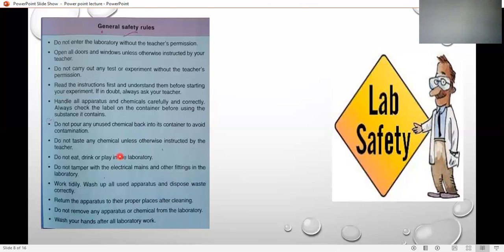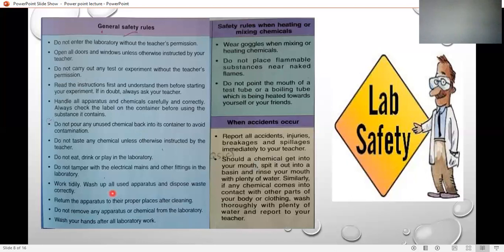You can't eat or drink. Eating and drinking is strictly prohibited in the laboratory. You can't just eat and drink or play in the laboratory, okay? You have to work very effectively when you are in the laboratory, okay? And you have to wash your hands after all the work is done.